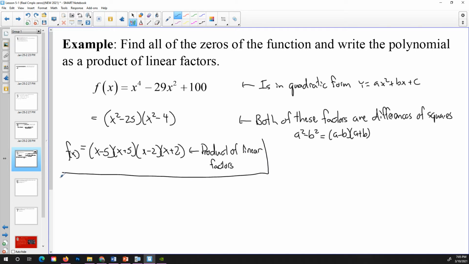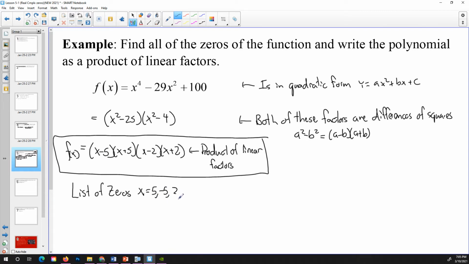So since I'm doing it backwards, I'm going to label both of them so that whoever would be grading this particular problem will know which is which. And then my list of zeros will be x equals, and then I'm just going to figure out what makes each of these factors 0. So 5 makes the first factor 0, negative 5 makes the second factor 0, 2 makes the third factor 0, and negative 2 makes the fourth factor 0. We'll put a box around that, and we'll say we're done.